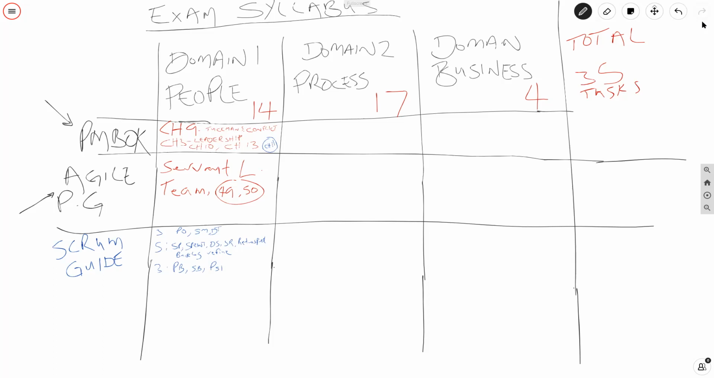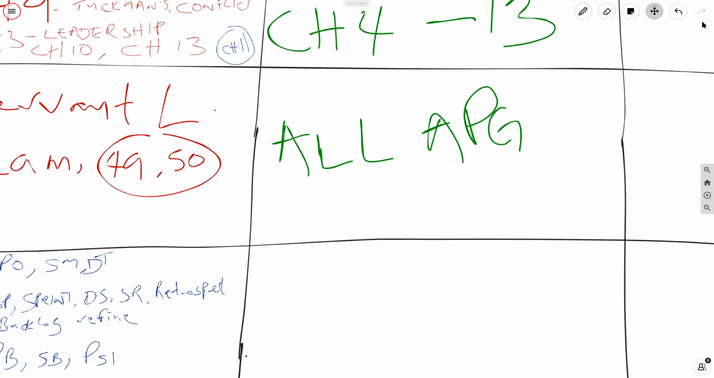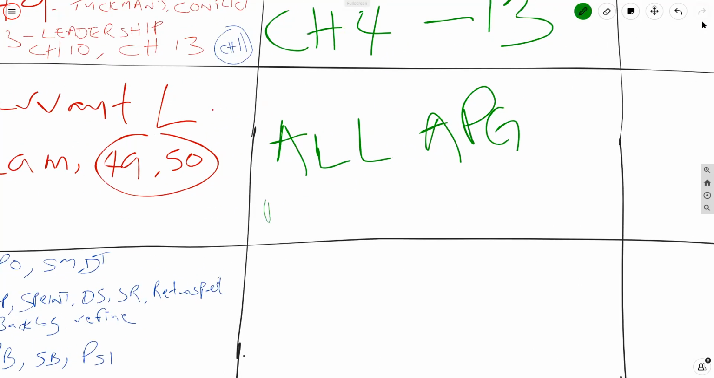Domain 2 is just straight up PMBOK guide process or Agile practice guide process. So I'm just going to say chapters 4 to 13 is going to get you there, or just anywhere. All of the Agile practice guide needs to be understood. There are a lot of places in here, okay? But there's one that is extremely important, and it's page 90.